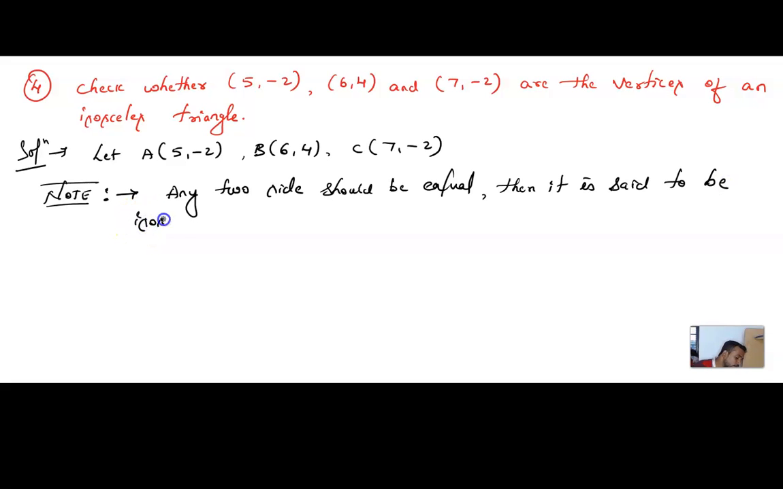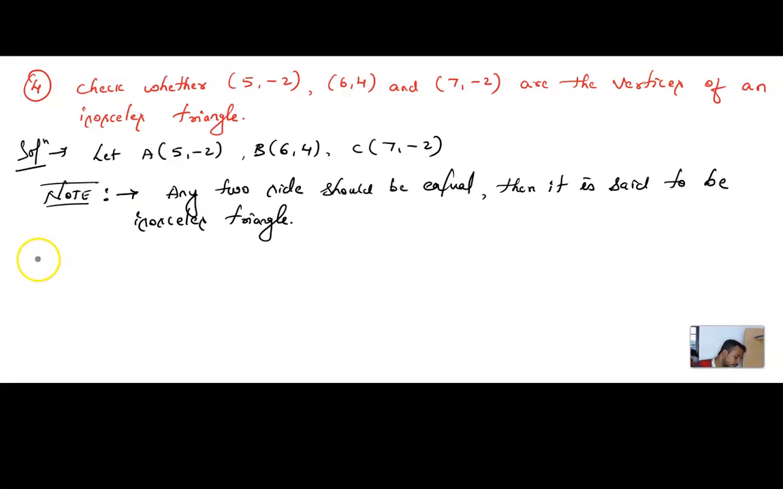Then we can say it is said to be an isosceles triangle. Children, note that you need not write this note in an exam. It's just a clue for you. Then we can say that it is an isosceles triangle. Now let us check whether any two sides are equal or not.